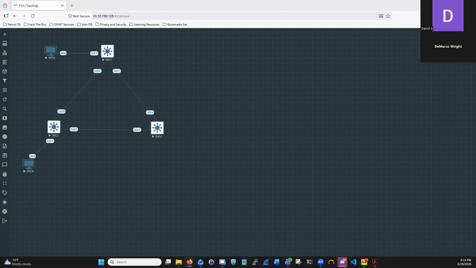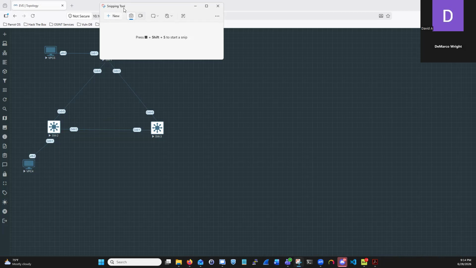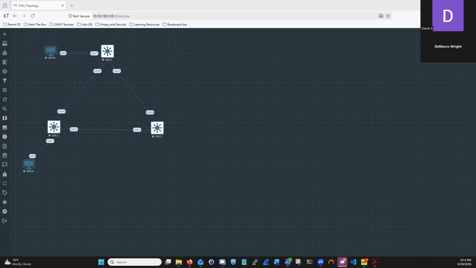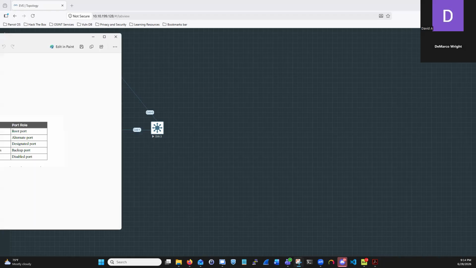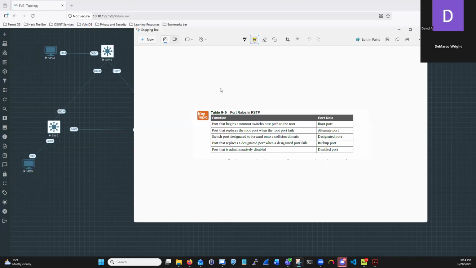So let's talk about what we've just discussed. Let me give you guys a little graph so it can make a bit of sense, so we can discuss it. A root port, that port role, is the port that begins a non-root switch's best path to the root. And we talked about the elections and discussions.